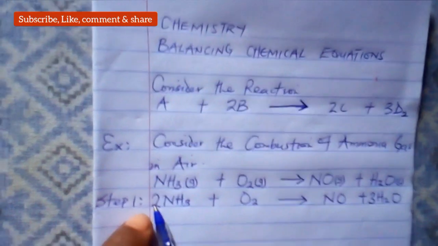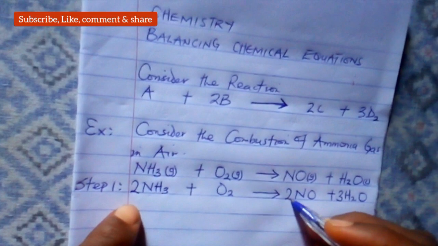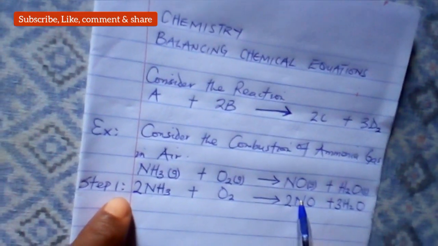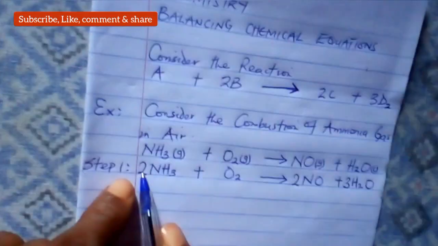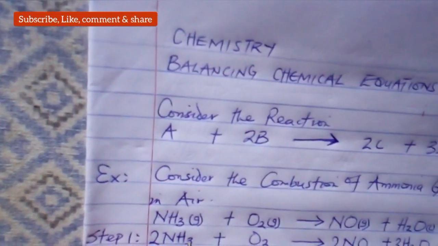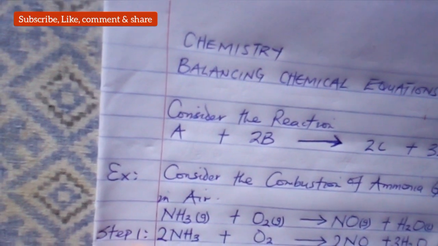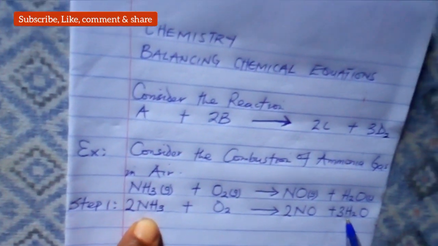It means I have 2 nitrogen, 1 nitrogen. So permit me to introduce another 2 here so that it balances. 2 nitrogen, 2 nitrogen. So nitrogen is balanced. The 2 comprises of everything here. So 2 times 3 gives me 6 hydrogen. So I have 6 hydrogen here. 3 times 2 is 6. So 6 hydrogen here, 6 hydrogen here is balanced.